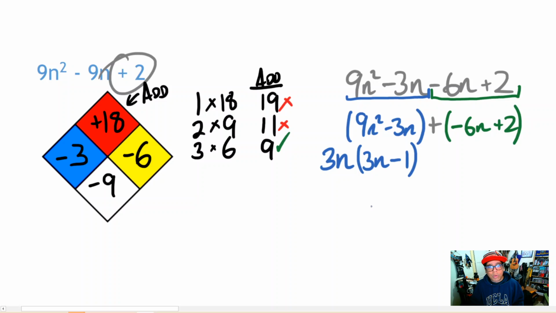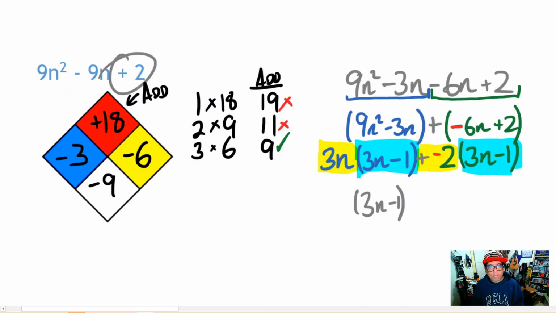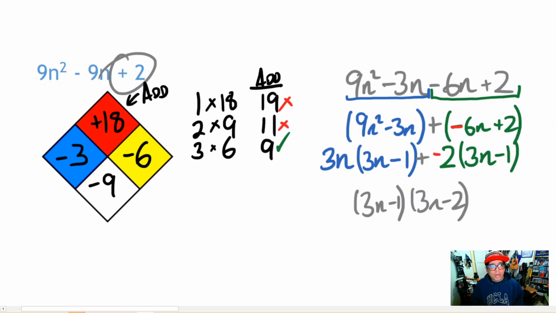Now taking a look at the green factoring group, it has to be a negative number because 6 is negative. And it looks like I can factor out a 2. Don't forget that that's going to change the sign of everything inside the green parenthesis. Positive 3n and minus 1. And now it's just a matter of rearranging, starting off with 3n minus 1, and then finishing off with 3n minus 2. And that's it. Nothing but factoring.